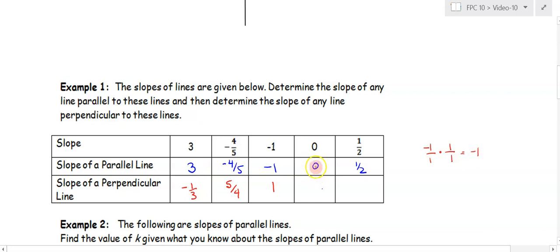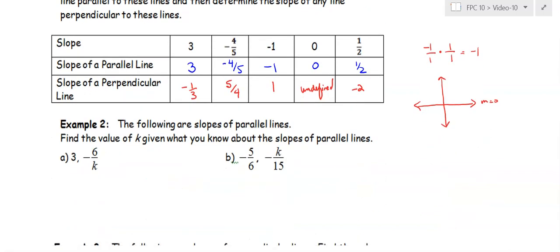What's the opposite reciprocal of 0, since 0 doesn't have a reciprocal? Well, the slope of 0 is horizontal, right? That's a slope of 0. So perpendicular would be vertical. All vertical lines have undefined slopes. So the slope is undefined. 1/2 would be, take the reciprocal, -2. I wouldn't write over 1. You know it's there, but if it's over 1, you can leave that out, and you change the sign.